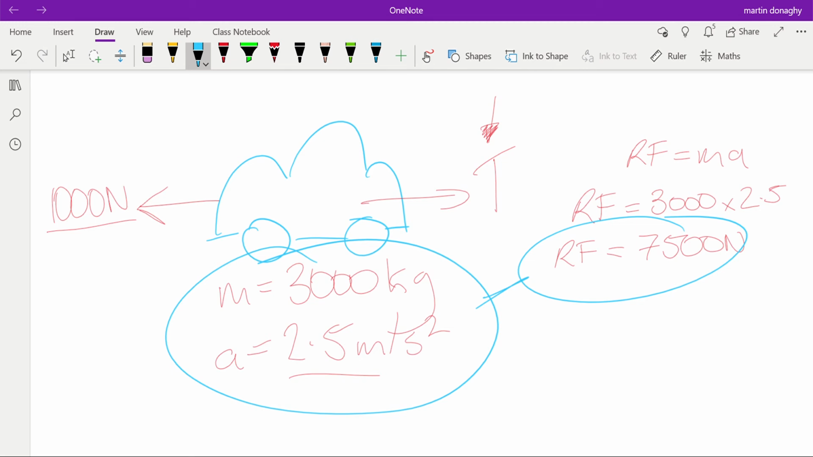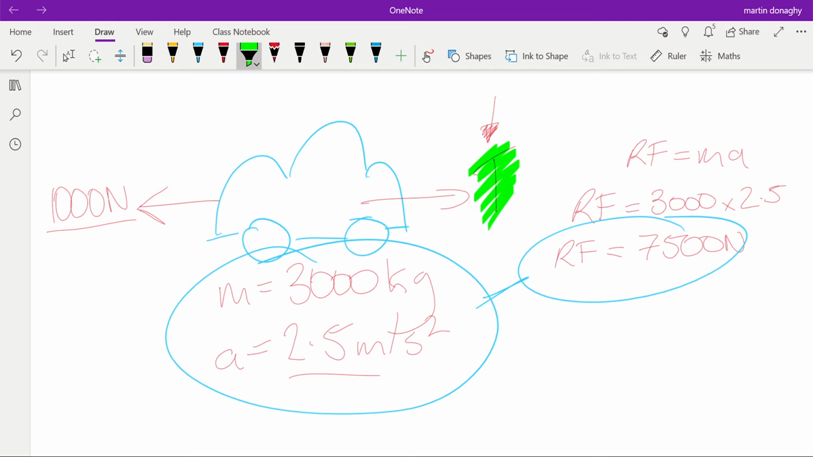We know that if we have a resultant force of 7,500 newtons, and the mass of the car is 3,000 kilograms, we will get an acceleration of 2.5 meters per second squared. However, that's not what this question has asked us. This question has asked us, what is T, the forwards force here?